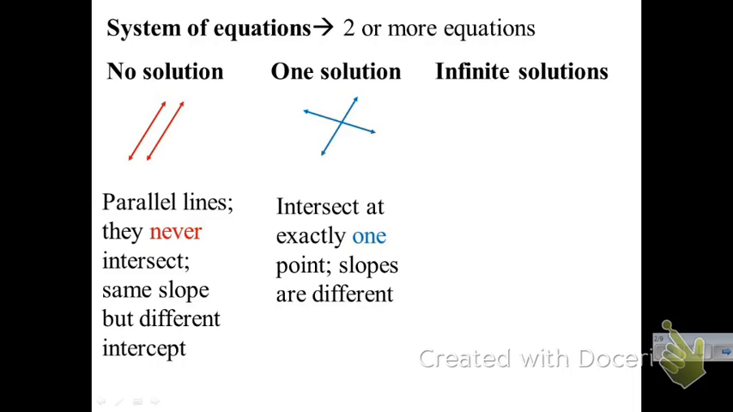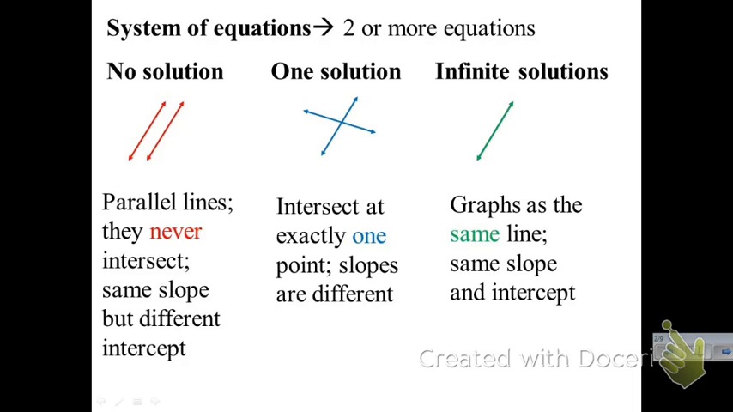If you look at the equations, you can notice that the slopes will be different. Infinite solutions is when you graph one line and you graph the second one and it graphs as the same line. If you notice you have the same slope and intercept, this will indicate that you have infinite solutions.